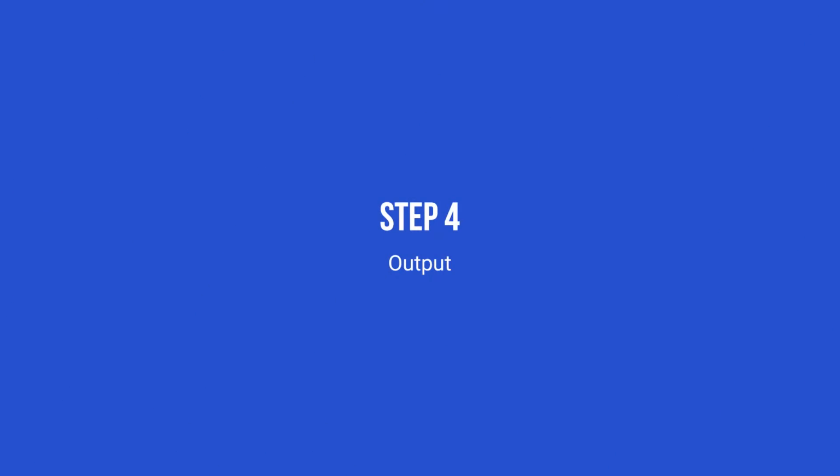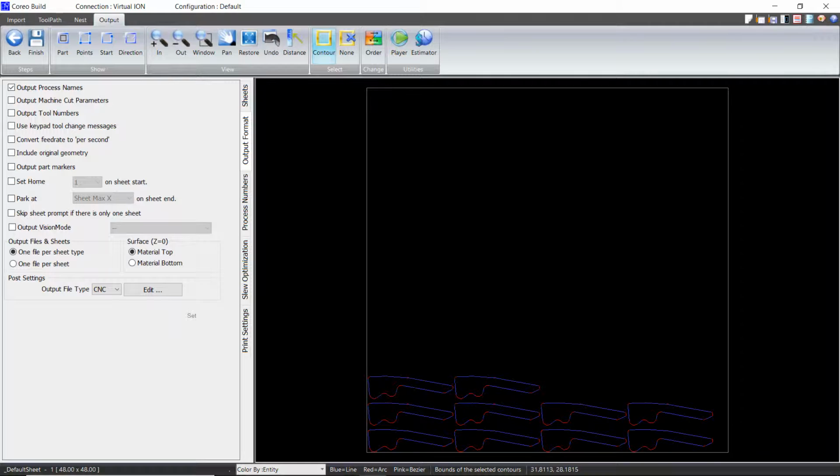Step 4. Output format. The output step allows the operator to set up specific options on the G-code file to be executed. Here is a nest of the Nest2 part with a quantity of 8. The first 2 checkboxes in the Output Format tab are for choosing what process information to output.